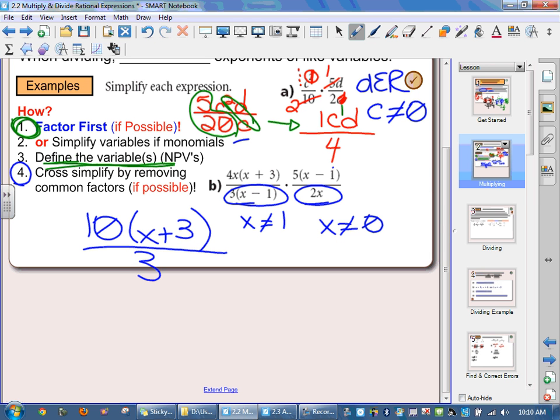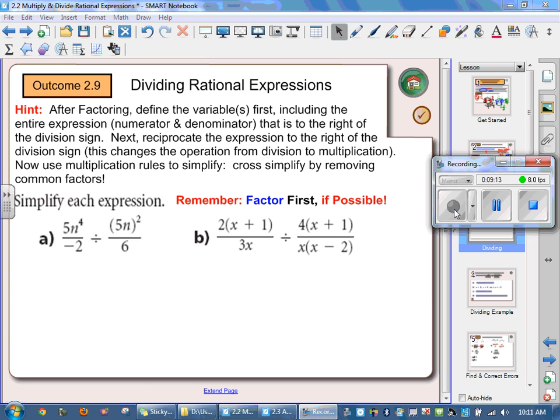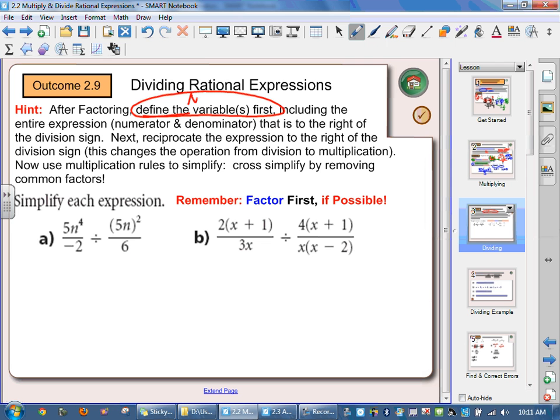So this one says, if we divide, we're giving us a hint here. It says, after factoring, you need to define your variables first, which means put your non-permissibles, that's your NPVs, your non-permissible values. That means in the entire expression, you want to do the numerator and denominator on the right-hand side of the dividing sign. Now, why do you think that happens? Why do we have to do the bottom and the top of the whole right-hand side of dividing?